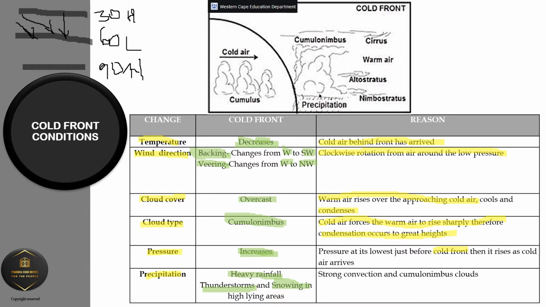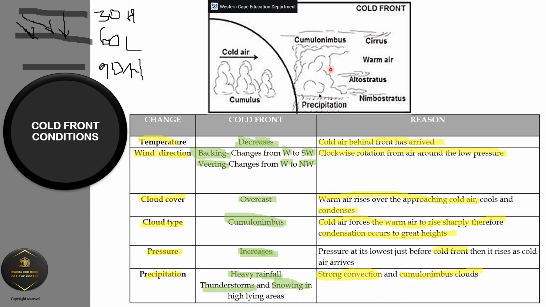And why do we have heavy rainfall, thunderstorm, and snowing? It's simply because of strong convection. So the rapid rising of the air will cause cumulonimbus clouds to form, and these lead to thunderstorms. So I hope we understand that. Those are the conditions associated with your cold front, and this is the reasoning behind it.